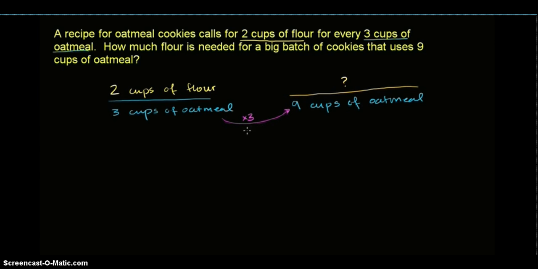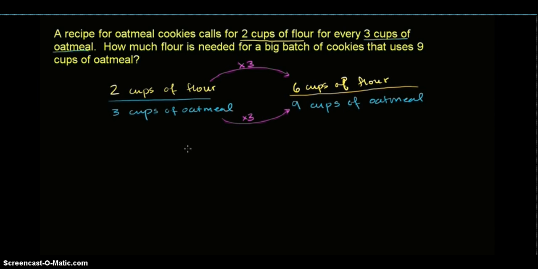Well, if we want to use flour in the same proportion, we have to use 3 times the flour. So we're also going to have to multiply the flour times 3, so we're going to have to use 6 cups of flour. Ignore that question mark, 6 cups of flour. That answers their question. That's how much flour we need for a big batch of cookies that uses 9 cups of oatmeal.